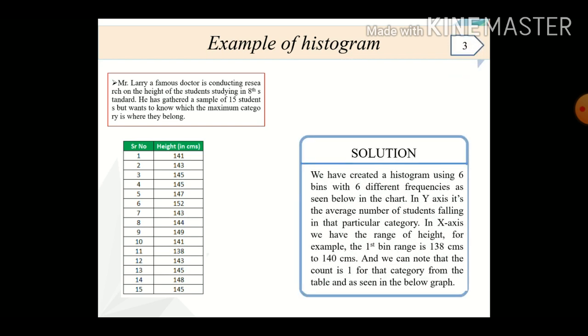We have created a histogram using 6 bins with 6 different frequencies as seen below in the chart. In the y-axis is the number of students falling in the particular category. In the x-axis, we have the range of height. For example, the first bin ranges from 138 cm to 140 cm, and we can note that the count is one for that category from the table and as seen in the graph.